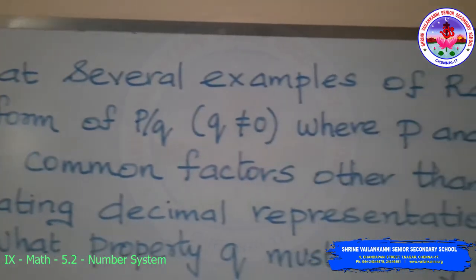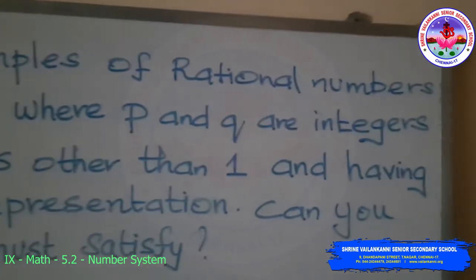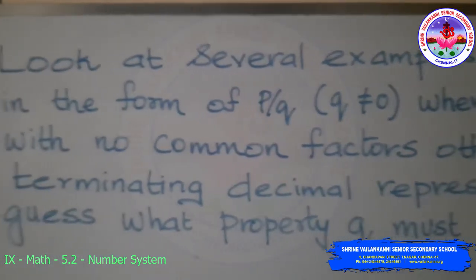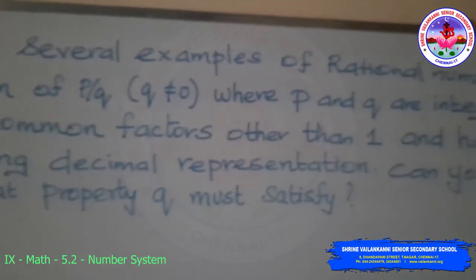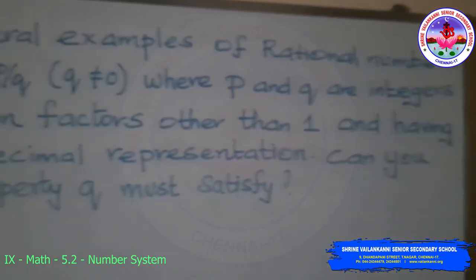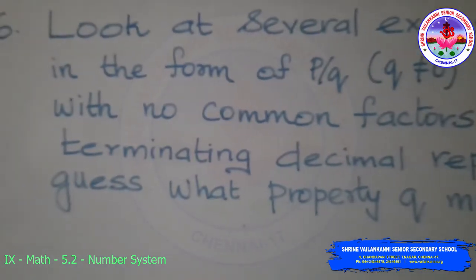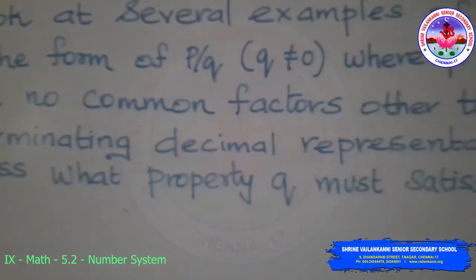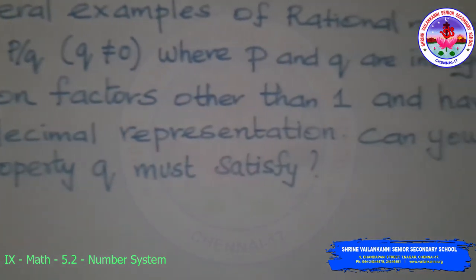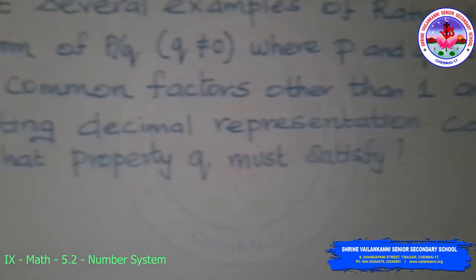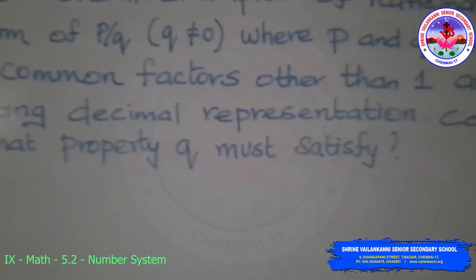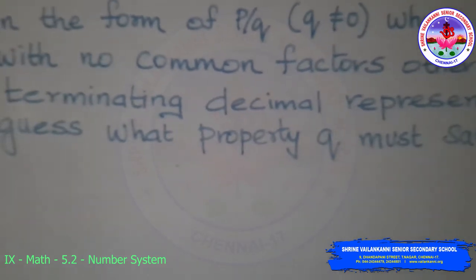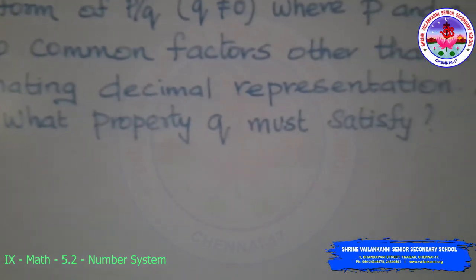Look at several examples of rational numbers which are in the form of p by q, q is not equal to 0, where p and q are integers with no common factors other than 1 and having a terminating decimal representation. Can you guess what property q must satisfy?